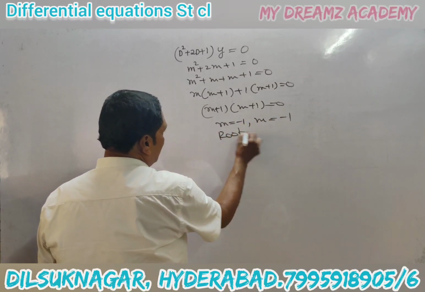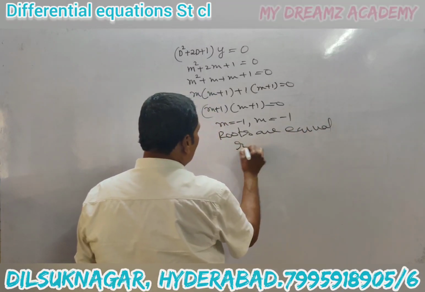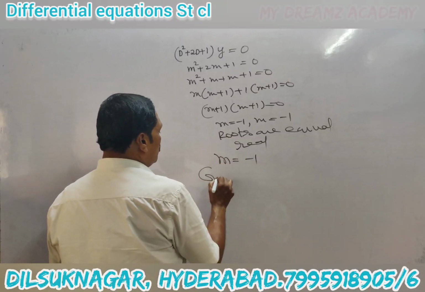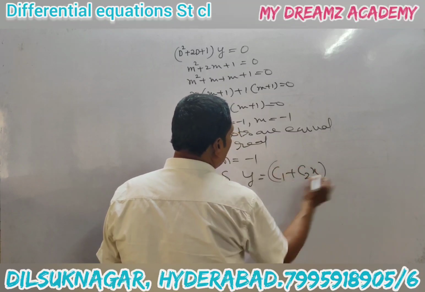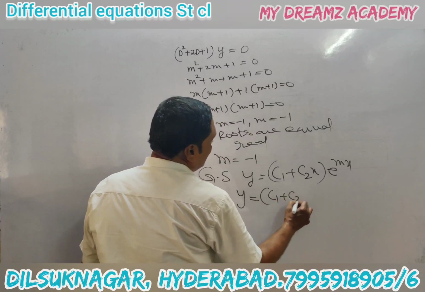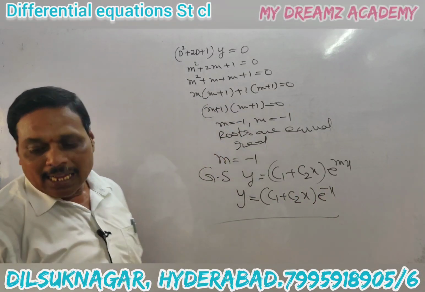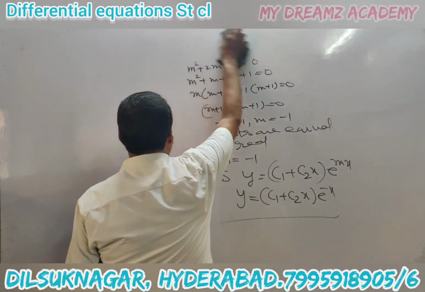Roots are equal, real and equal. Therefore, m is equal to minus 1. The general solution is y is equal to (c1 plus c2 x) e power mx. That is, y is equal to (c1 plus c2 x) e power minus x. In this way, you should write the general solution of the given differential equation of second order.